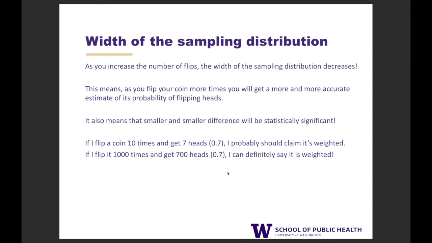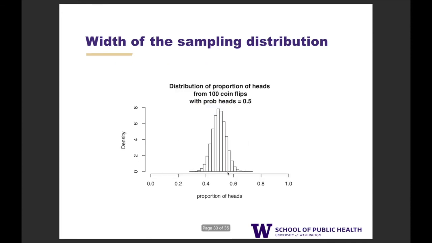It's very reasonable with a fair coin that I would get 7 of 10 heads. That's not an unreasonable scenario. However, if I flip a coin 1,000 times and get 700 heads, that's an incredibly rare scenario if it's fair. In fact, we can just look at the sampling distribution. There is no visible weight at 0.7. That is how unlikely it is.